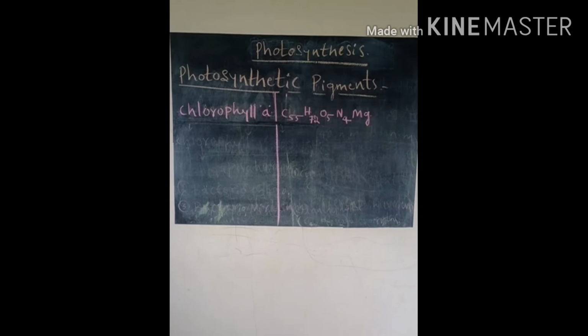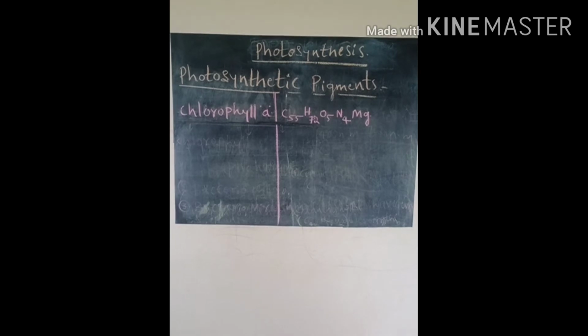Among the different types of chlorophyll molecules, chlorophyll A is called the necessary pigment. It has the molecular formula C55H72O5N4Mg. So this is the molecular formula of the necessary pigment, chlorophyll A.